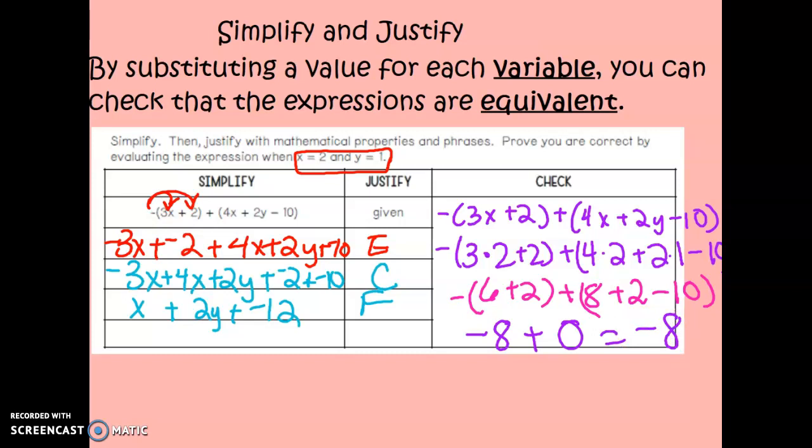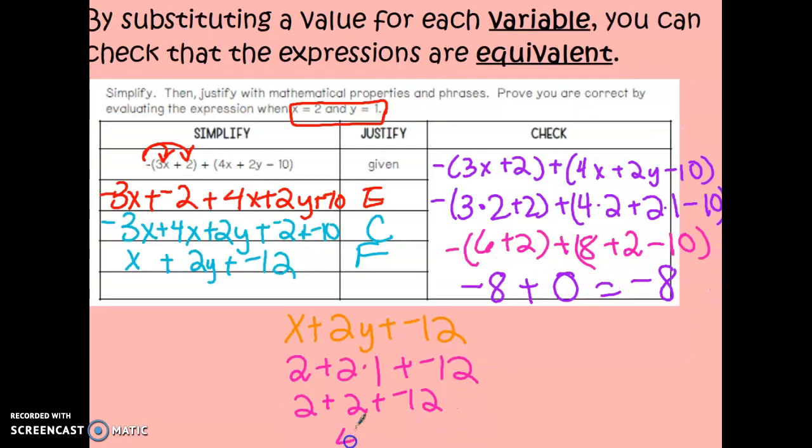Now I'm doing my other one, which is x plus 2y plus negative 12. Substitute in. So I have 2 plus 2 times 1 plus negative 12. It's multiply first, so 2 plus 2 is 4. That gives me 4 plus negative 12, which is negative 8. They are equal. So this is how we prove our answer.